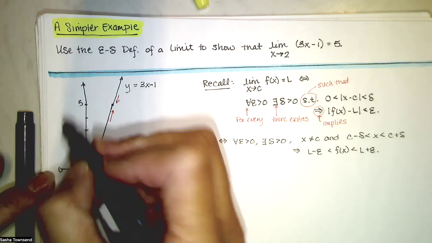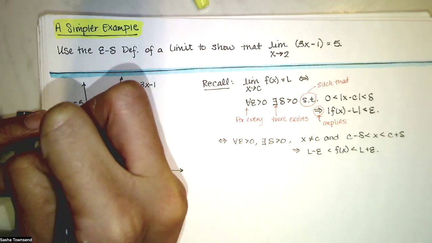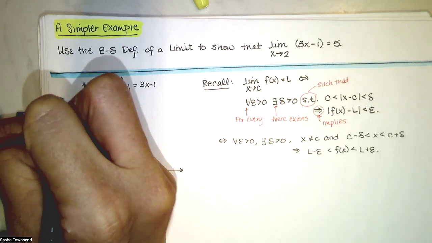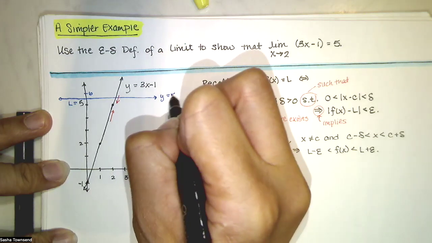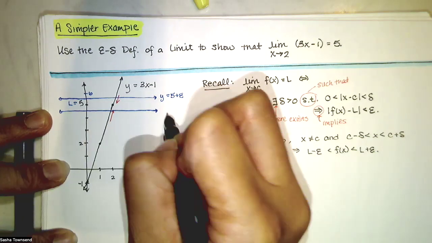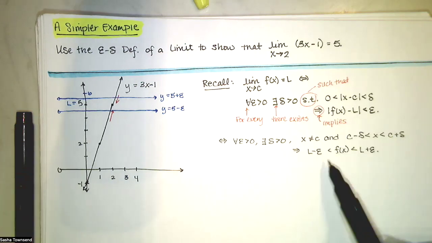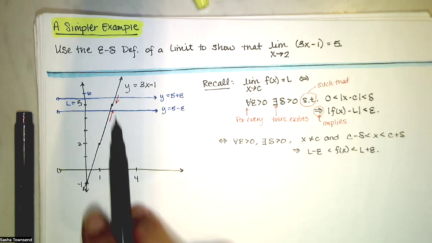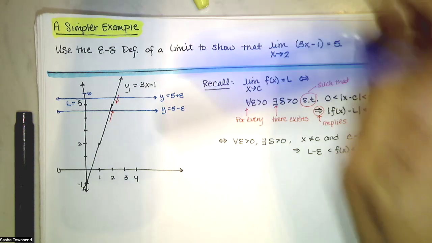So let's choose epsilon to be 0.5 just for our picture. So our limit is 5, and we're going to add and subtract 0.5 from 5 and draw a couple of horizontal lines. This is y equals 5.5, or 5 plus epsilon. We're subtracting 0.5 from 5 as well. This is y equals 5 minus epsilon. So again, this says that we can always get y values on this interval from here to here if we choose x values on the appropriate interval.